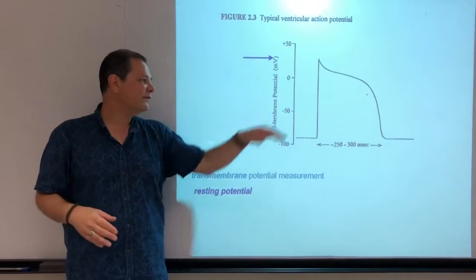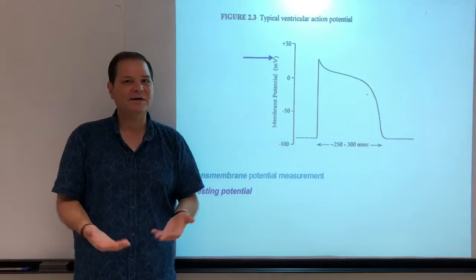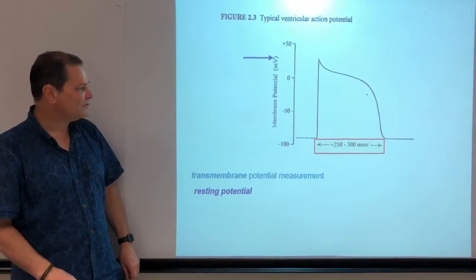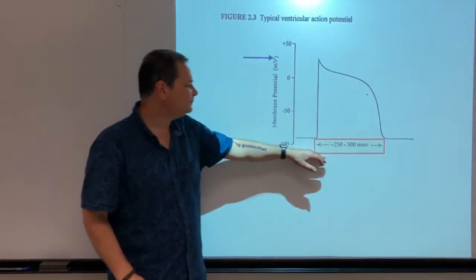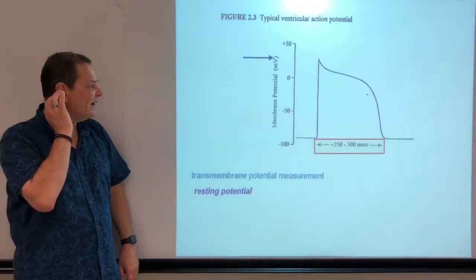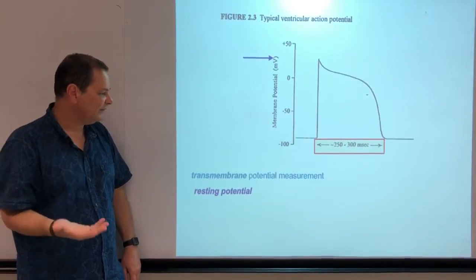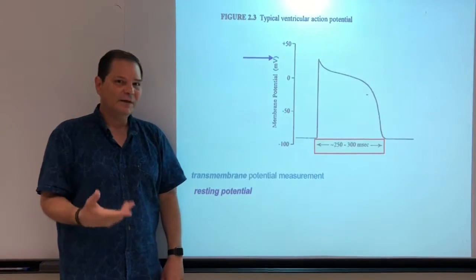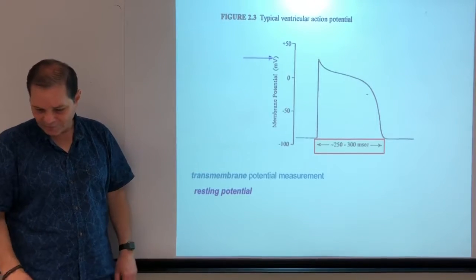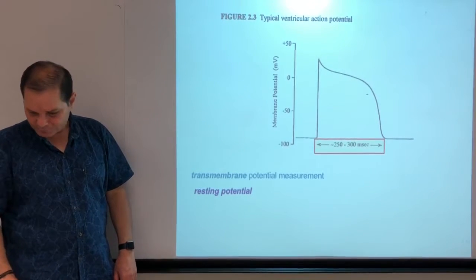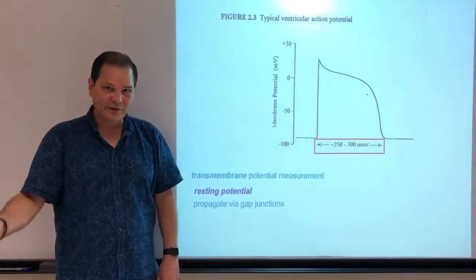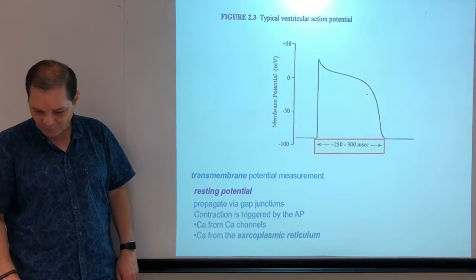For those of you who don't know, this is due to sodium influx. We will talk about that in a great deal of detail. For now, just know that the voltage goes up and that the duration is about 300 milliseconds. That is much larger than a typical skeletal muscle or nerve cell, okay? These action potentials are larger in cardiac myocytes, so we will talk in great detail about why that is. Again, these propagate via gap junctions from cell to cell through the heart. We'll talk about how that works in a moment.